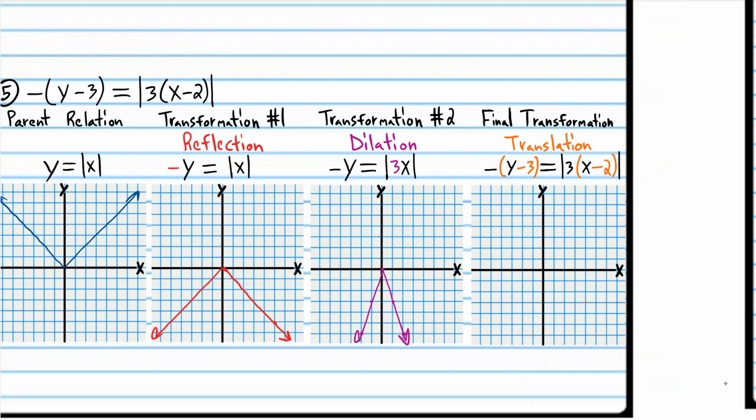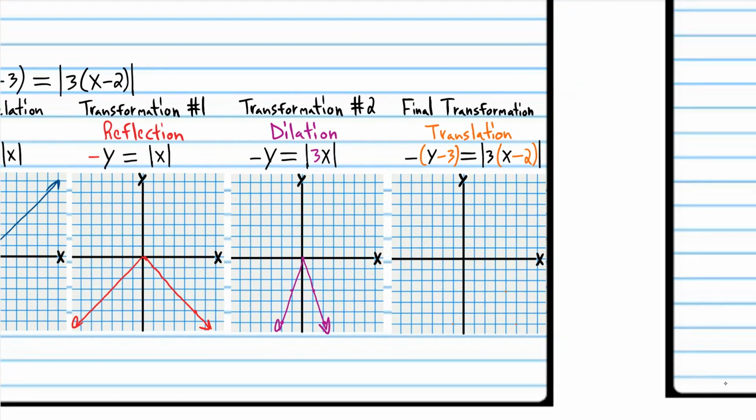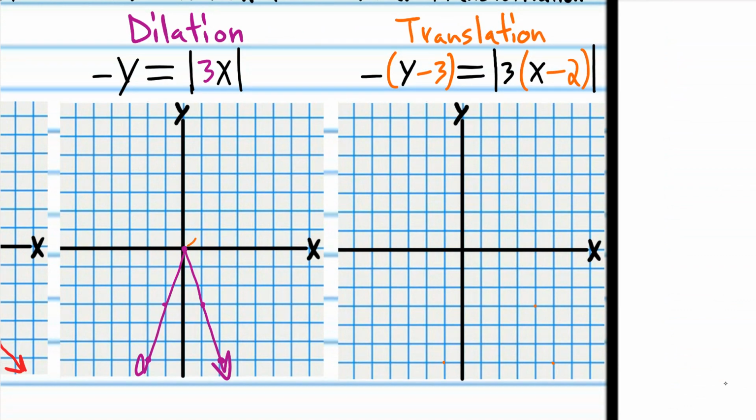Now, up here we have y minus 3 and x minus 2, right? So we're going to replace y in the previous equation with y minus 3, and we're going to replace x with x minus 2. When we do that, we take the graph of the previous equation and move 2 units to the right. So I'm going to take this point, move it 2 units to the right, and then I'm going to move it 3 units up.